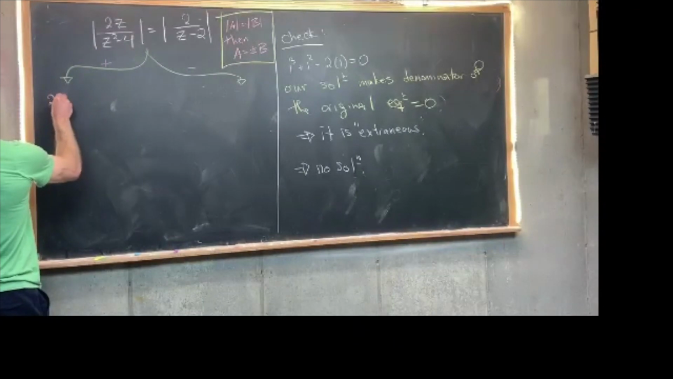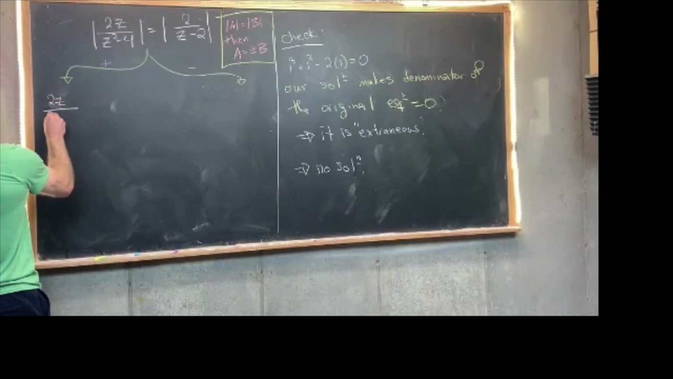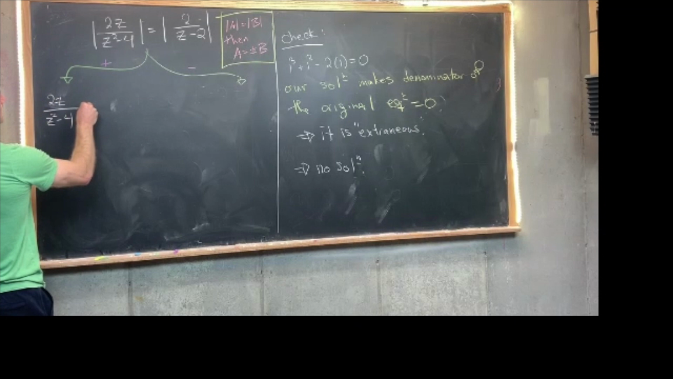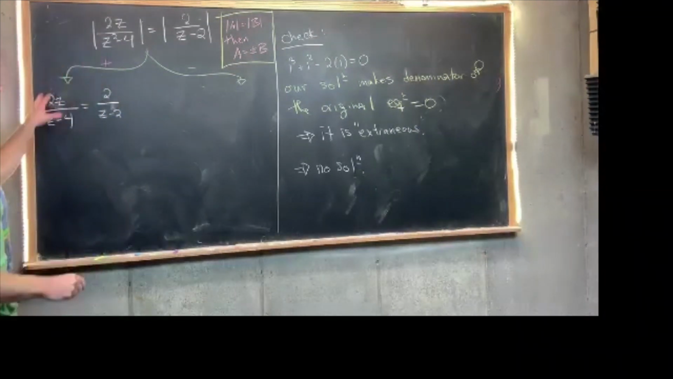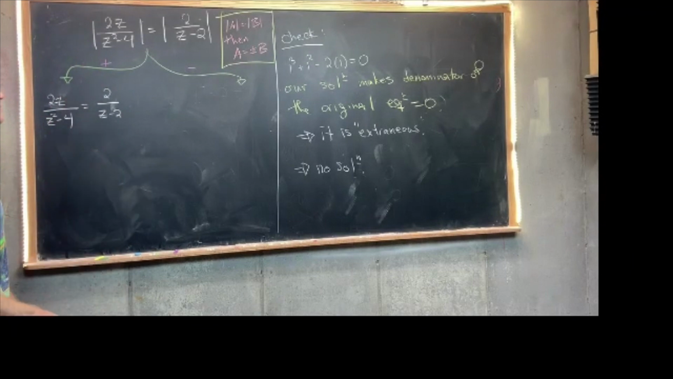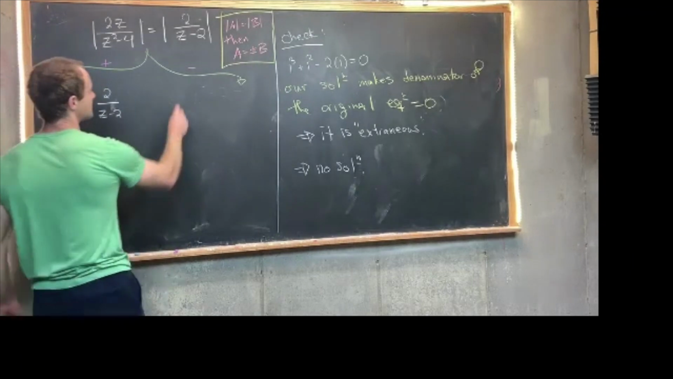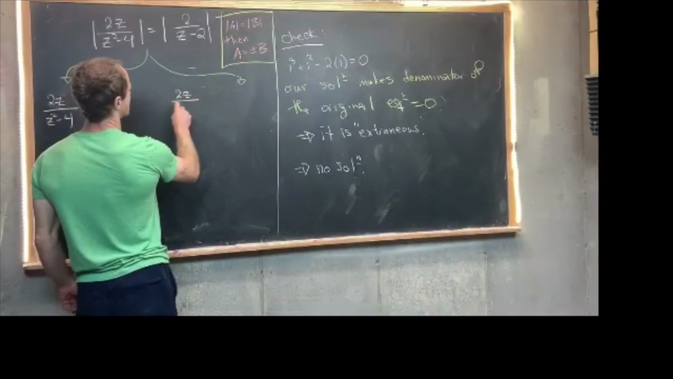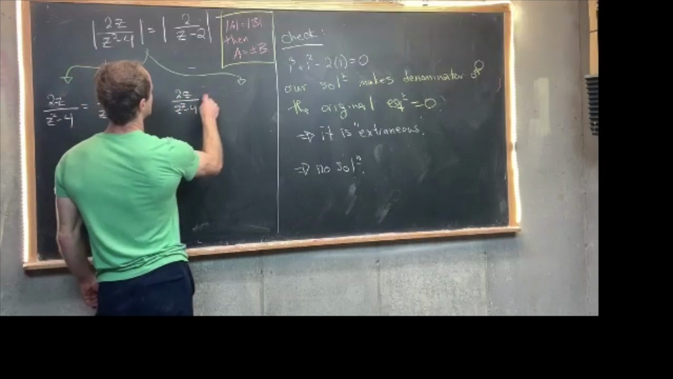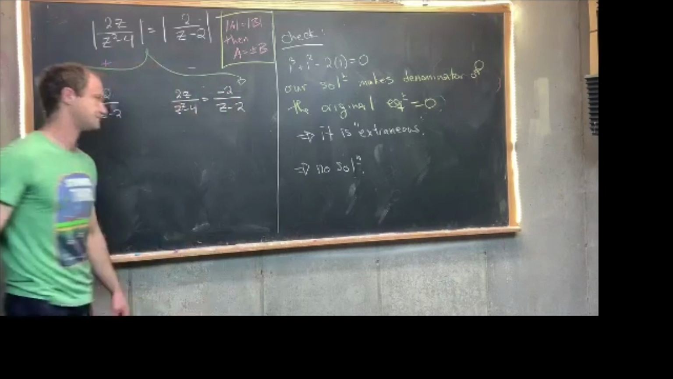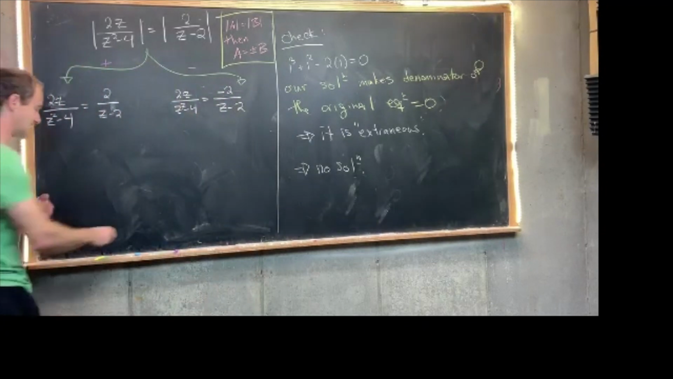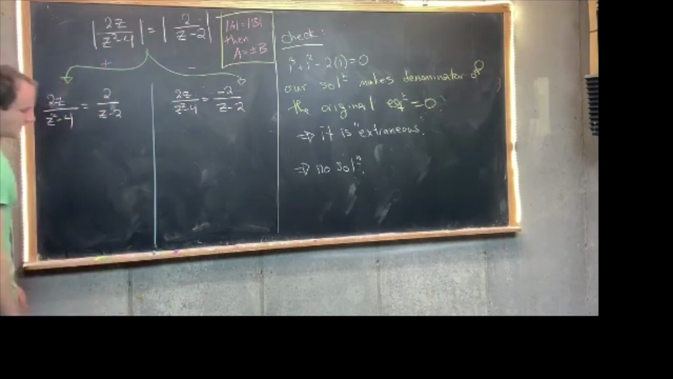So we've got 2z over z squared minus 4 equals 2 over z minus 2. So that would be the plus. The plus is just removing the absolute values without doing anything. And then 2z over z squared minus 4 equals negative 2 over z minus 2. So that would be the minus version. Now we want to solve each of these individually.